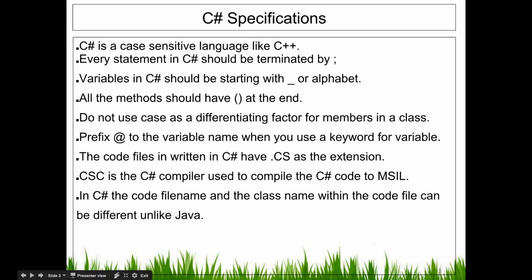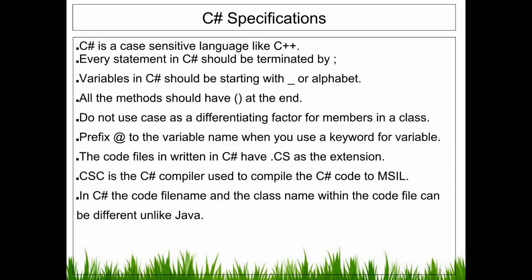So here are a few of the C# specifications. One is C# is a case-sensitive language like C++, whereas Visual Basic is not case-sensitive. And every statement in C# should be terminated by a semicolon. Variables in C# should start with an underscore or an alphabet. All the methods should have the braces at the end, and within the braces you can have parameters.